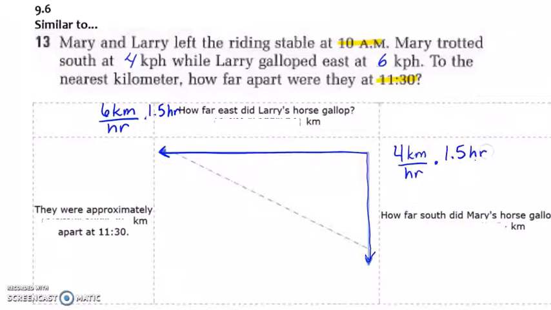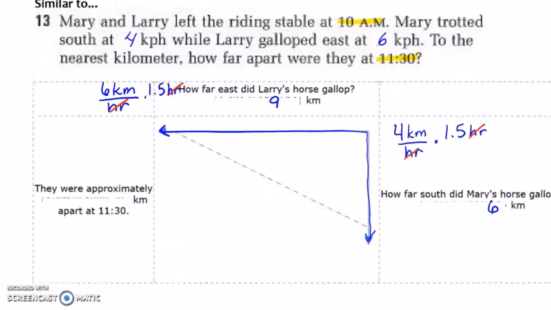And just like stoichiometry in chemistry, the units here will cancel. So when I multiply, I'll know exactly how far each traveled. So if I take 6 times 1.5, that's 9. If I take 4 times 1.5, I get 6.